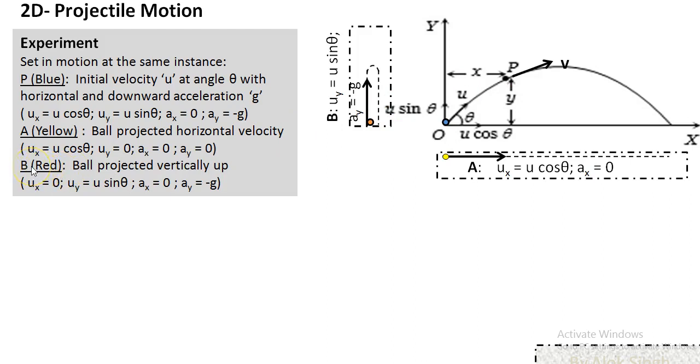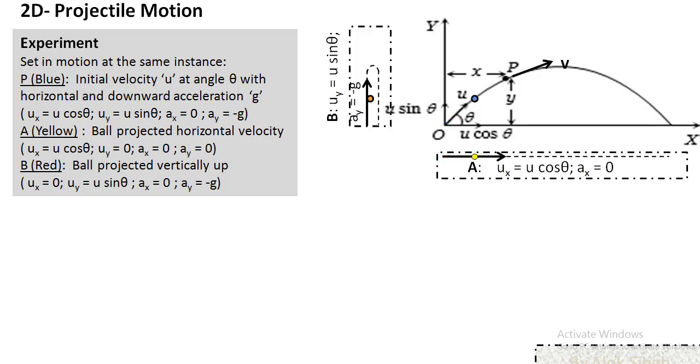The third object is ball B, which is shown in red color. This ball is projected vertically upwards with the velocity equal to u sin theta, and it has an acceleration of g acting downwards. So in other words, the velocity and acceleration of ball B is same as y component of velocity and acceleration of projectile P. So when all three of them are projected at the same instance, initial velocity and accelerations are as given here.